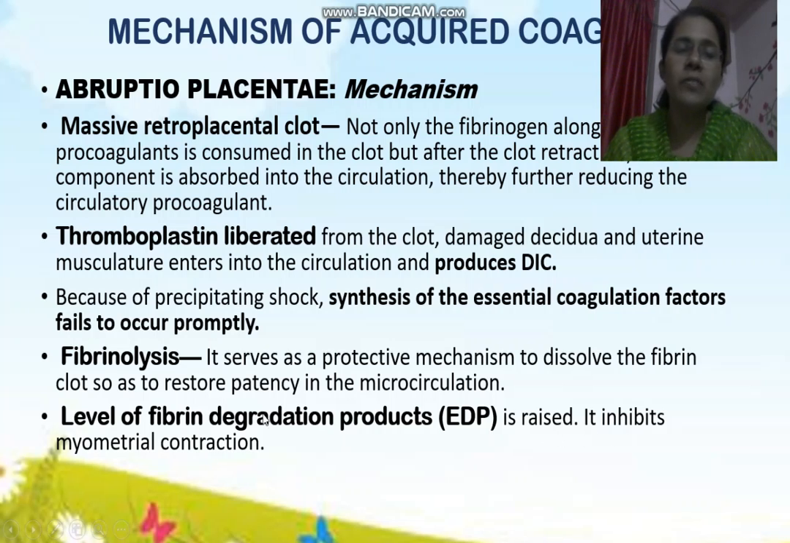and because of all these factors it inhibits myometrial contraction. We already said that due to myometrial contraction the bleeding will be stopped. But because the level of fibrin degradation products rises, that will obstruct the myometrial contraction. So the myometrium could not be contracted. That's why it causes the bleeding.